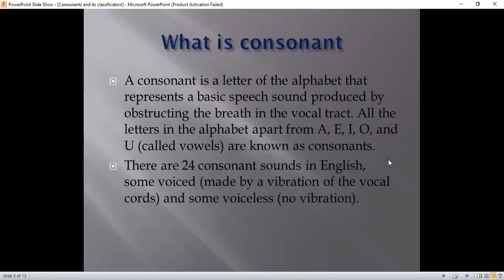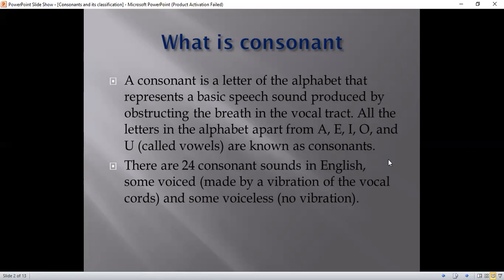So what is a consonant? The word consonant has been derived from the Latin word consonantum, which means the sound produced with the help of some other sound. A consonant is a letter of the alphabet that represents a basic speech sound produced by obstructing the breath in the vocal tract. All the letters in the alphabet, apart from the vowels, are known as consonants.